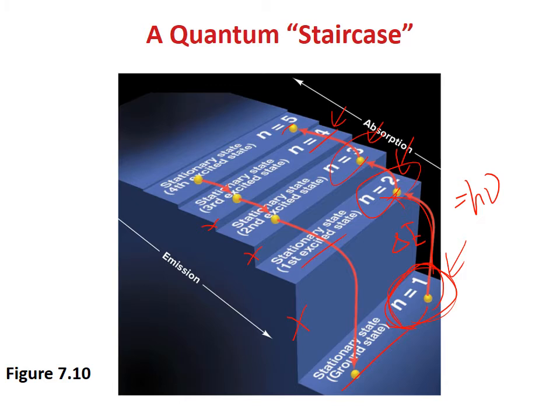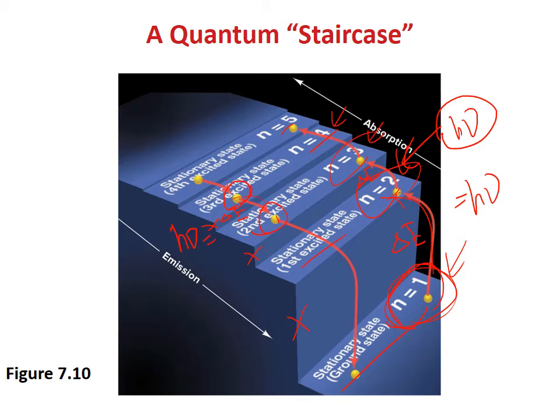Now an electron can also jump from n equals 2 to 3, and then it must also absorb light with the energy h nu. In this case, this energy must equal the delta E between n equals 2 and n equals 3. Okay. Now the electron at a higher energy level, for example n equals 4, can drop to a lower energy level, for example n equals 3.